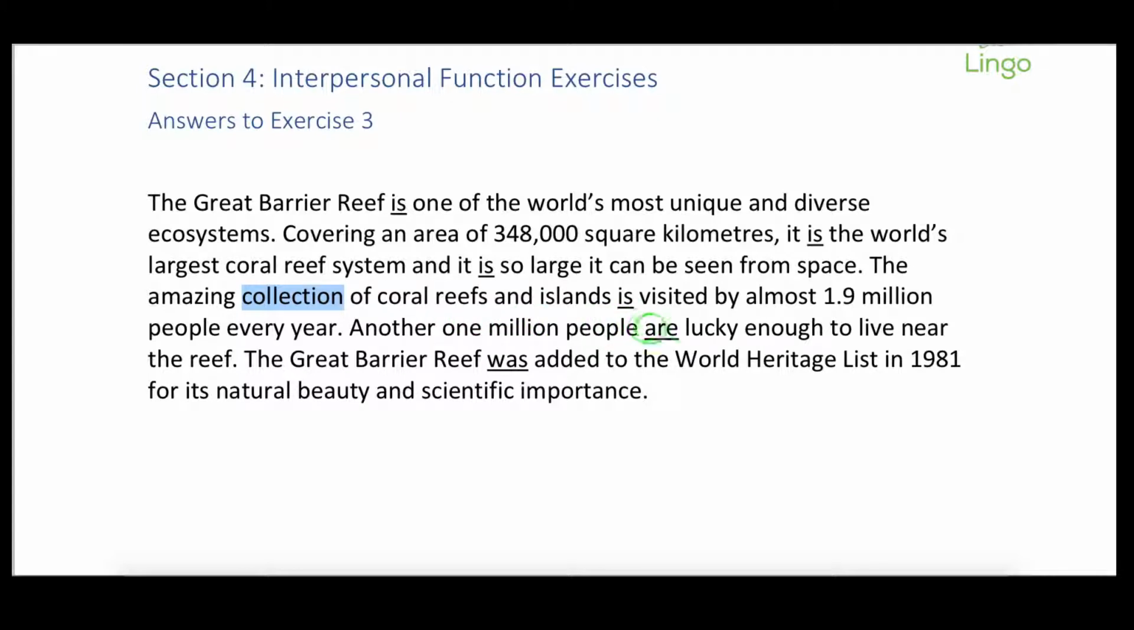Another 1 million people are lucky enough. So that's obviously a plural subject, people. So we need to make the finite match it. The last one is a past tense finite because we have the clue here in 1981, and that tells us that it's was or were. The subject is a singular subject, the Great Barrier Reef, so the answer is was.